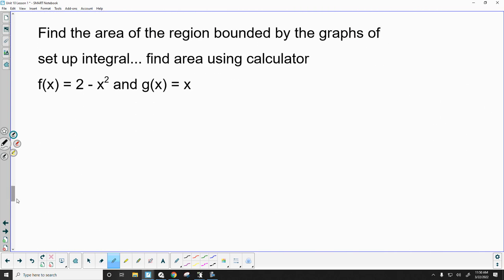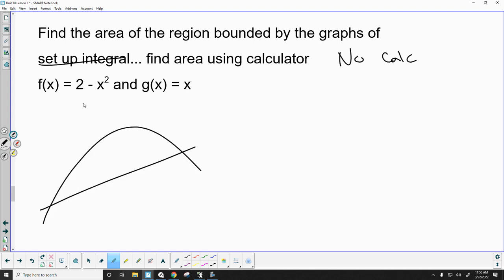What if? What if I don't give you any x's, and I don't have a calculator? You don't have a calculator. We have a situation where they will intersect twice. An upside down parabola, y equals x, they will intersect twice.